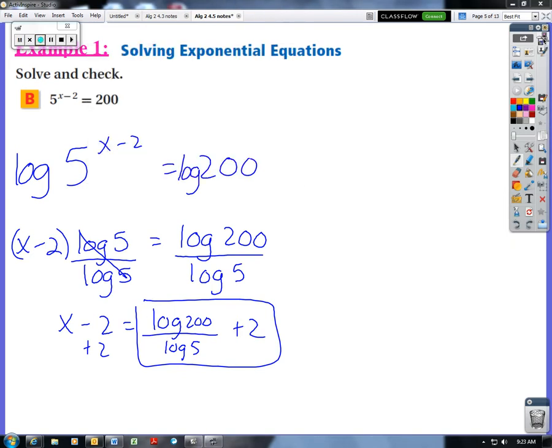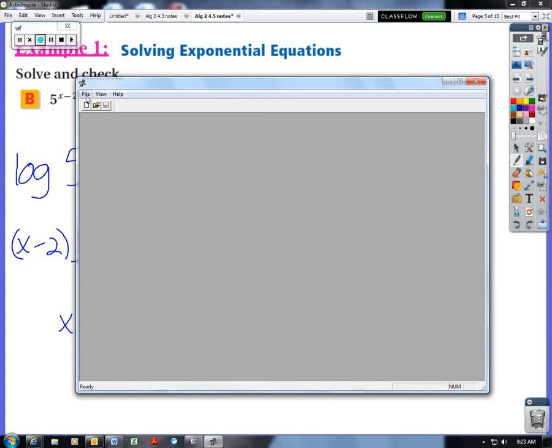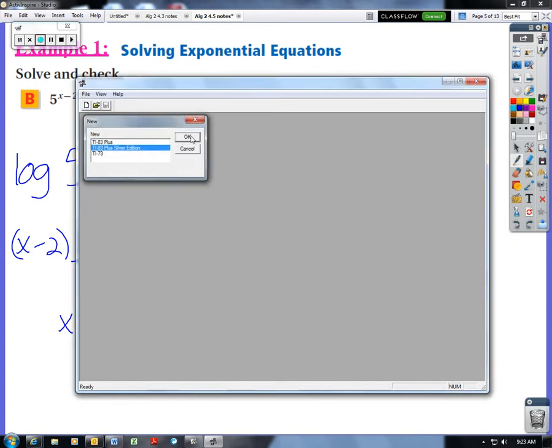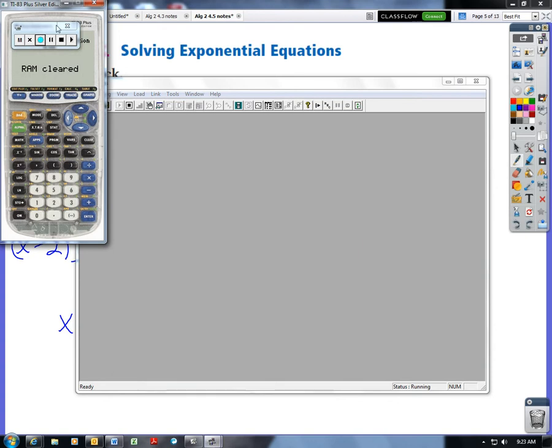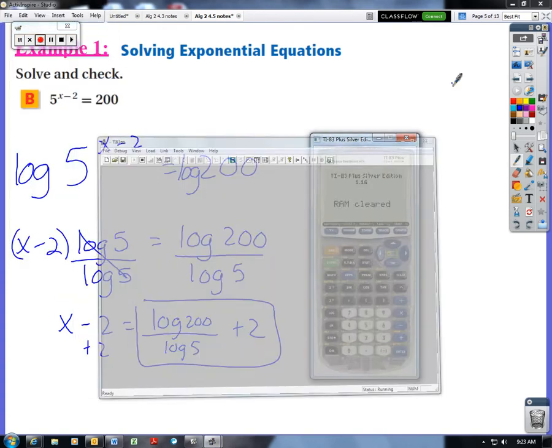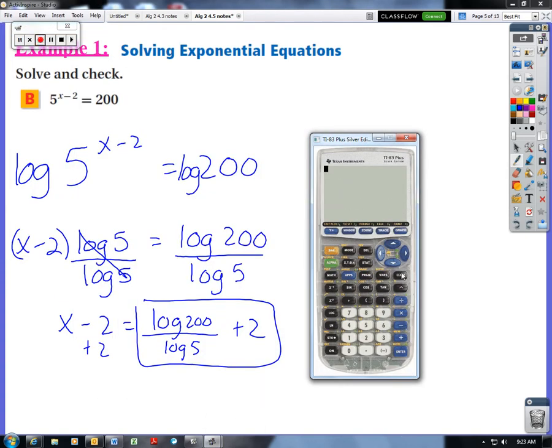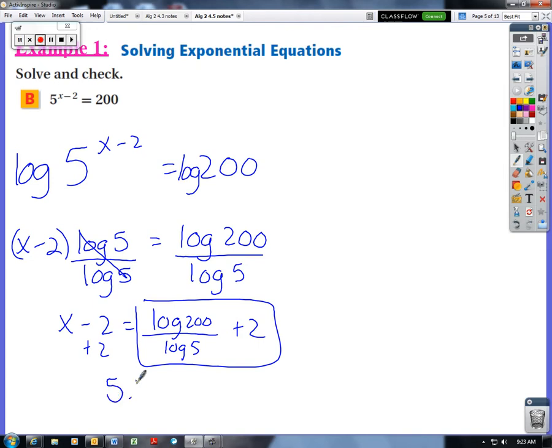And we'll put that in our calculator. And the log is base 10, so that's on the calculator. All right, so we're going to do log 200. We have to close the parenthesis, divided by log 5, close the parenthesis, hit enter, and then we can add 2. So 5.292. And that's actually an approximation since I had to round.